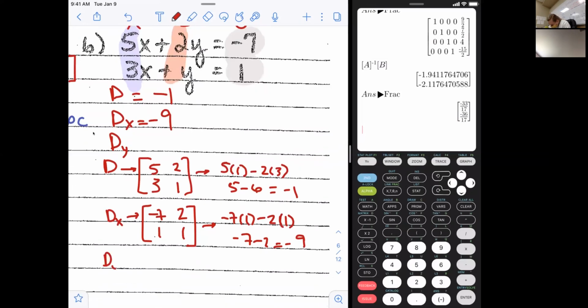Okay, and then dy is AC, so it's just not the B column. So I have to do 5, 3 as my first column and negative 7, 1 as my second column. 5 times 1 minus 3 times negative 7. Five times 1 is 5, minus negative 21, which gives me 26. So dy is 26.